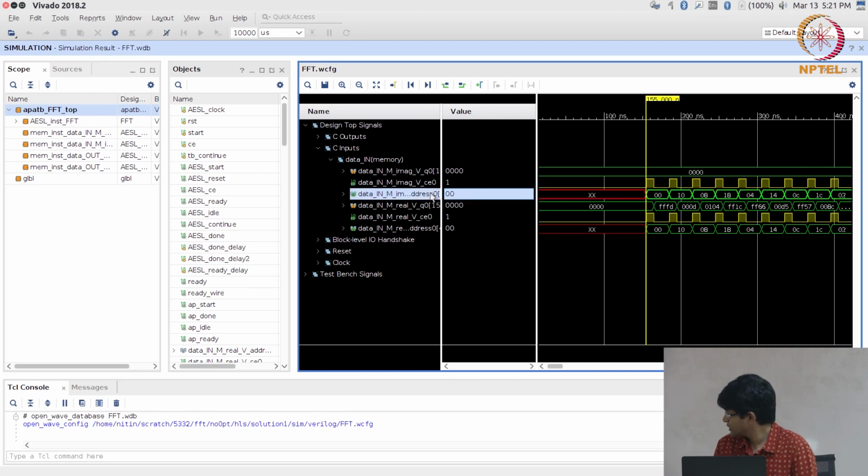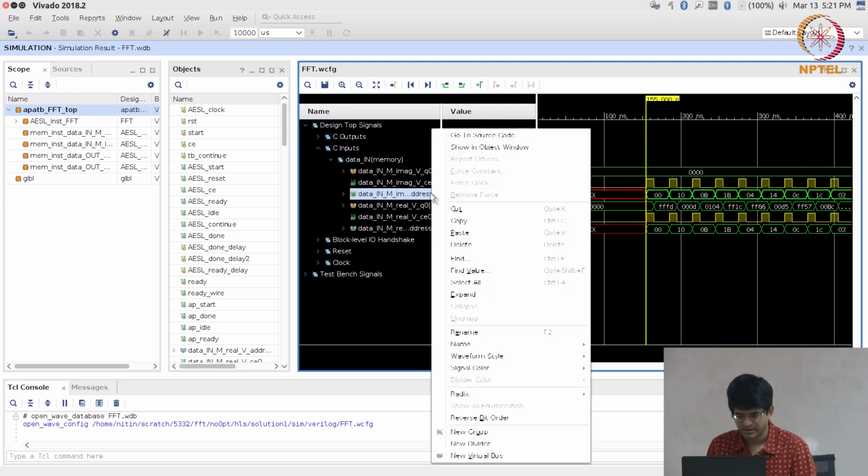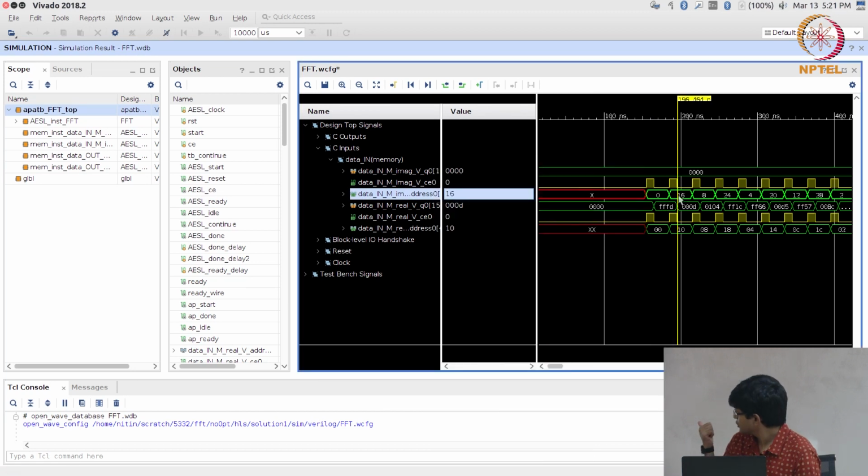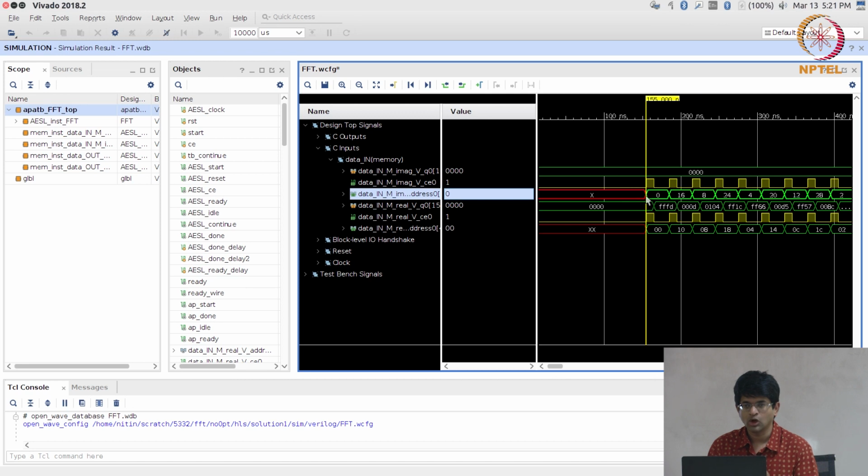The interesting thing over here is when you look at the addresses that are generated, if you can make out that blue value that is written over there, effectively what you can notice is the order in which the data are being read is 0 followed by 16 followed by 8 followed by 24 followed by 4. Why?